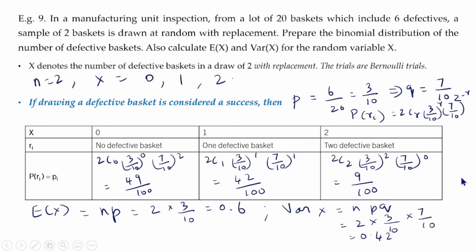So these are very interesting distributions. If we identify whether the distributions are binomial or not, we can easily find the answers for mean, variance, standard deviation, all these using the formulas np, npq and so on.